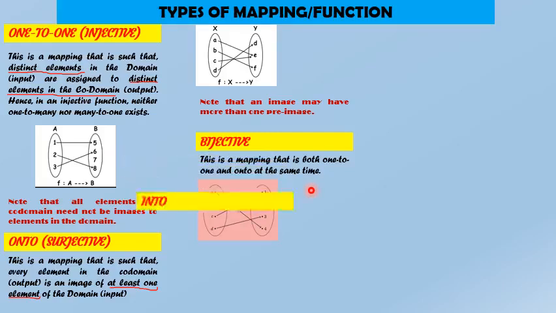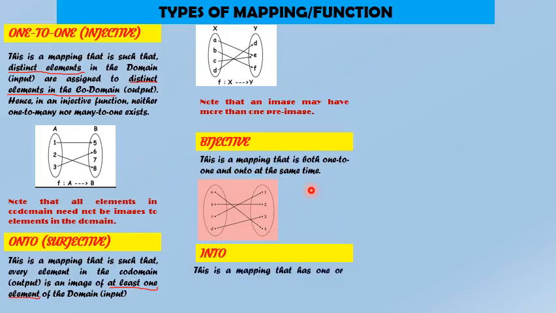So let's move on. Then we have another one, we call it into. When we talk about into, what do we mean by that? This is a mapping that has one or more elements in its codomain that are not associated with elements in the domain. So what does that mean? It simply means if a given mapping does not satisfy the condition of onto, in most cases it will be an into mapping. What do we mean by that?